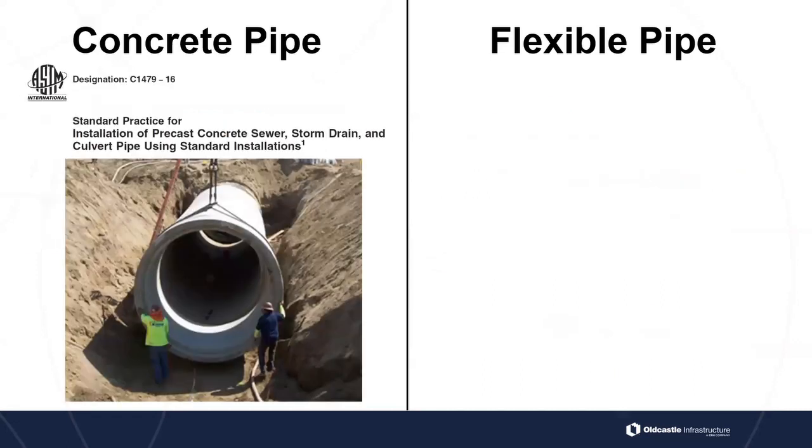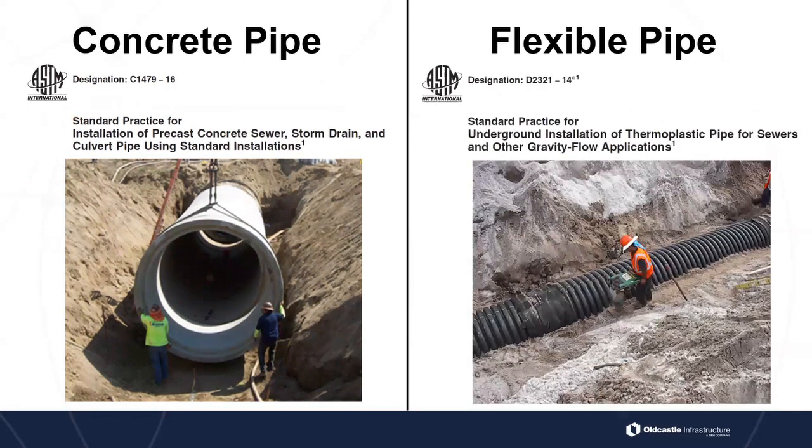All right. So with concrete pipe, the ASTM spec is called C1479. This is the standard practice for installation of precast concrete sewer, storm drain, and culvert pipe using standard installations. So ASTM C1479 is the installation spec for concrete pipe. For flexible pipe, it's ASTM D2321. It's the standard practice for underground installation of thermoplastic pipe for sewers and other gravity flow applications. So we're going to be looking at C1479 for concrete and D2321 for flexible pipe.